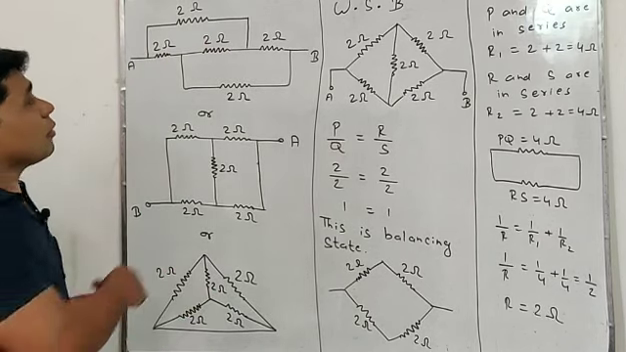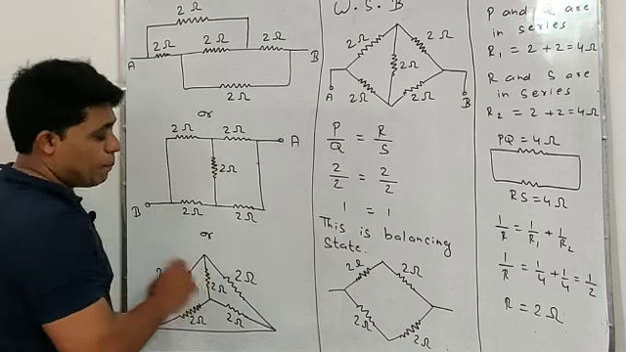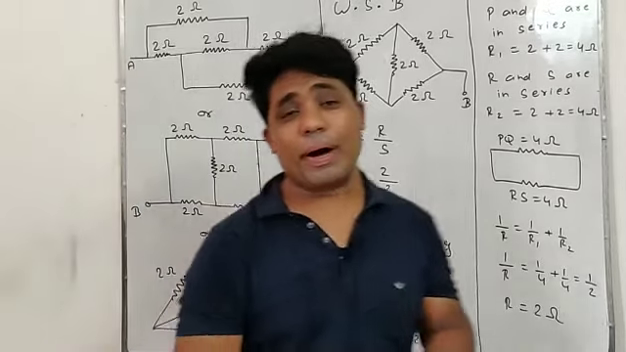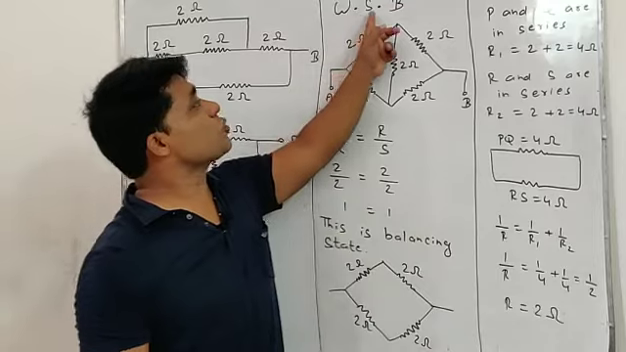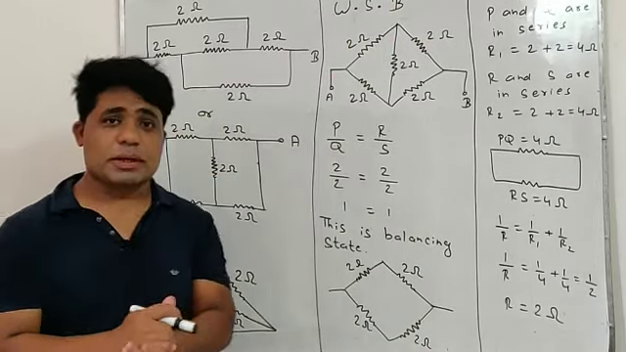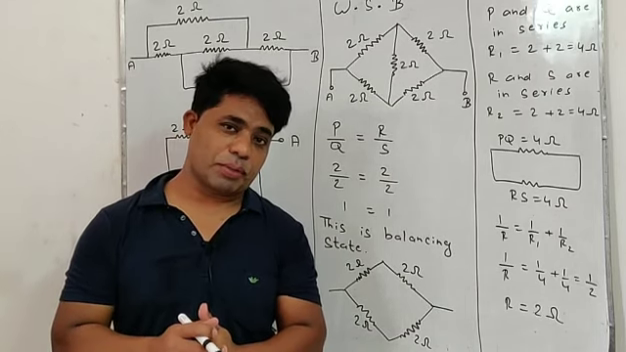First of all, it is difficult to find which one is in series and which one is in parallel. So what we'll do, students, is solve this question using the Wheatstone-Bridge circuit. Wheatstone is the name of a scientist. He made a circuit, and that circuit is called the Wheatstone-Bridge circuit.